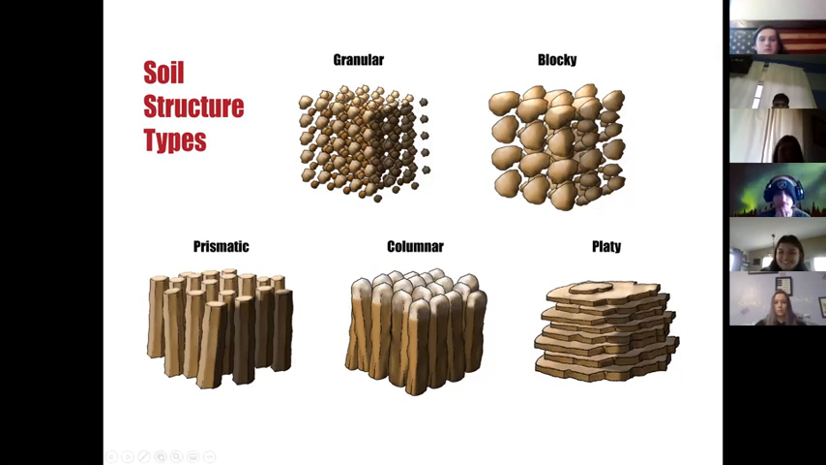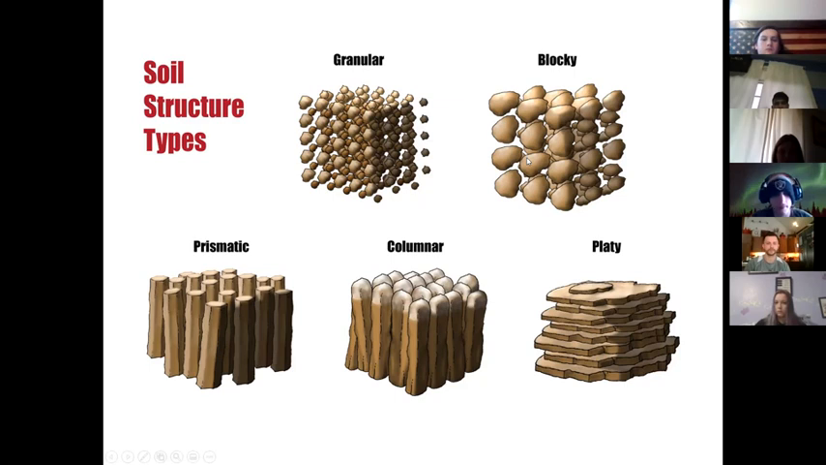For the intents and purposes of this class, we're going to say that granular is going to move water through it the fastest. And the reason being is that these are smaller congregations of sand, silt, and clay right here. And if you add up all these little bitty pieces of pore space, it's going to be more than the blocky structure. And Joe, which one do you think is going to be the slowest?